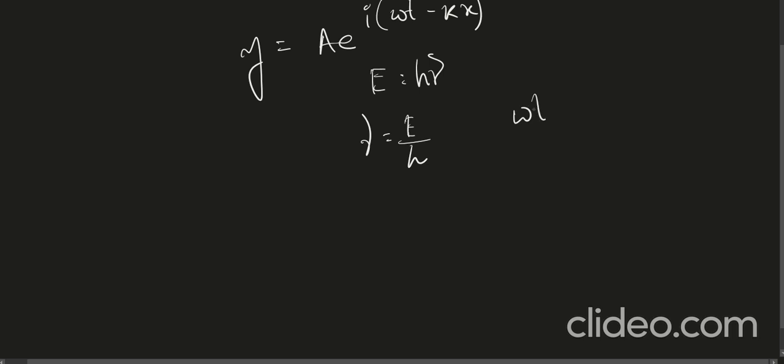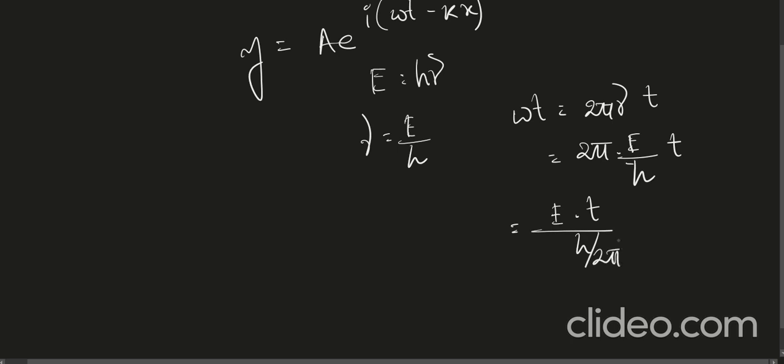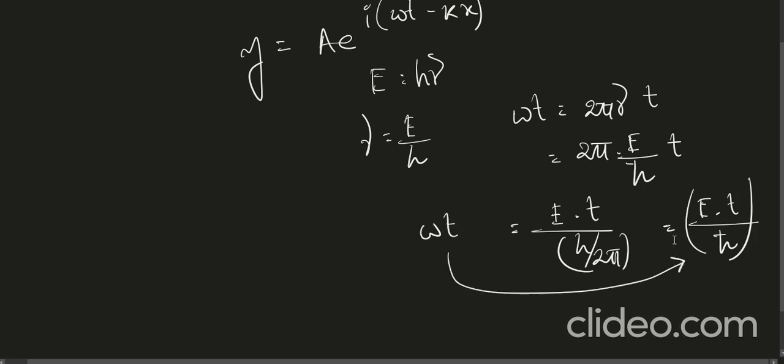Now, what is the value of omega t? Omega equals 2 pi nu. In the nu we put E by h, so this is E into t divided by h by 2 pi. This h by 2 pi is another parameter known as h cut. So omega t is also expressed by the term Et by h cut.